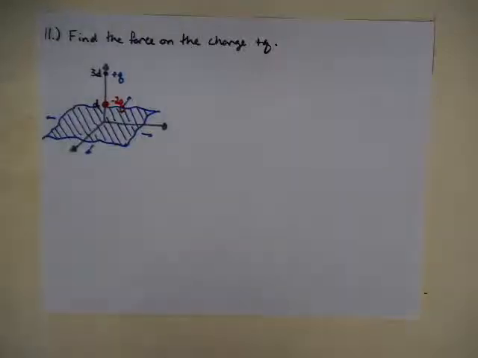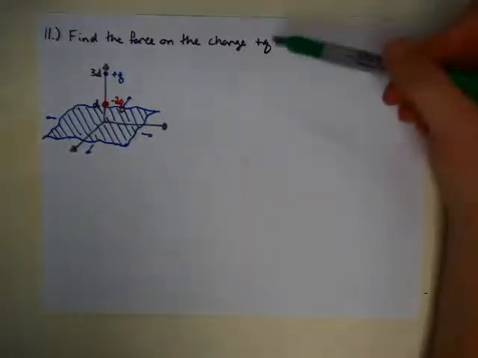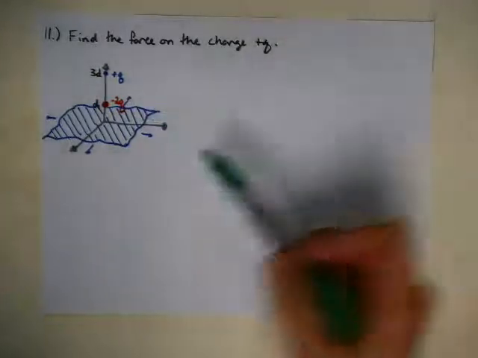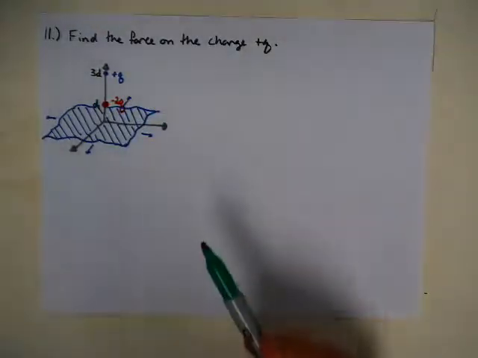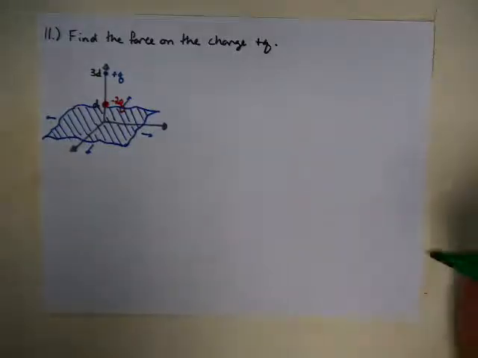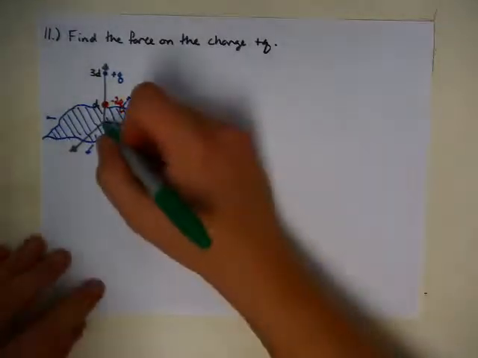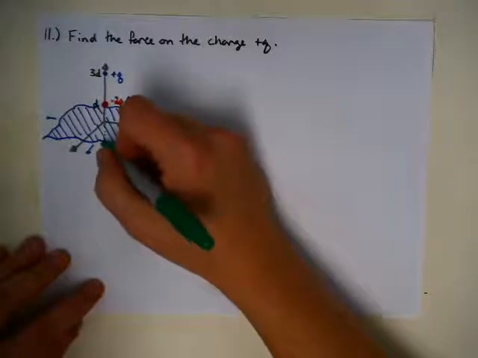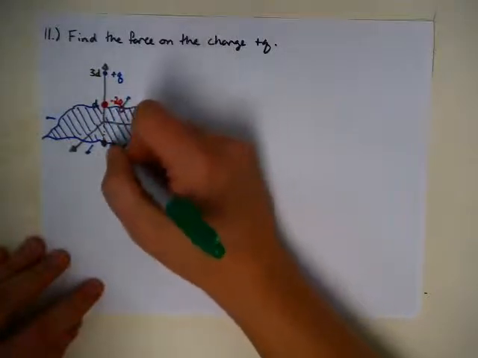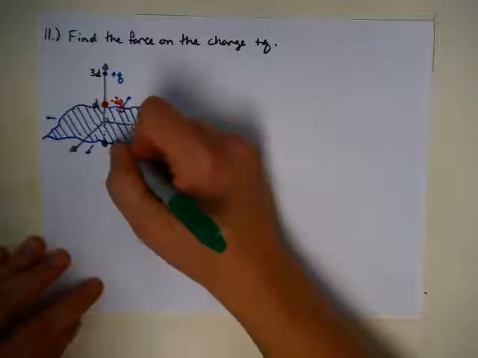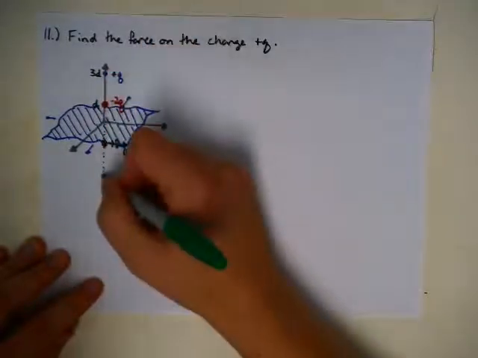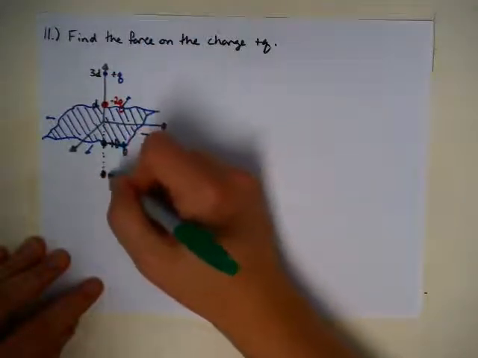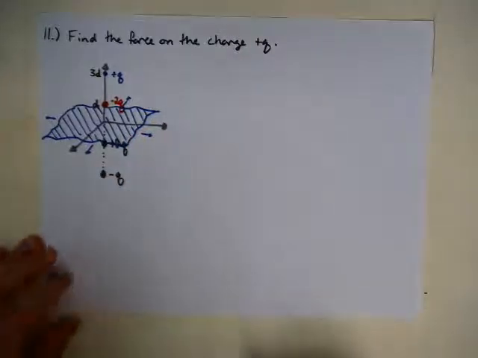Homework 3, problem 11: find the force on the charge plus Q for the following situation, where this blue plane is an infinite grounded conducting plane. So this is an image charge problem. We're going to go down a distance d, and we get an image charge for the charge of plus 2Q, and then we go down a distance 3d, and we get an image charge for that charge of minus Q.